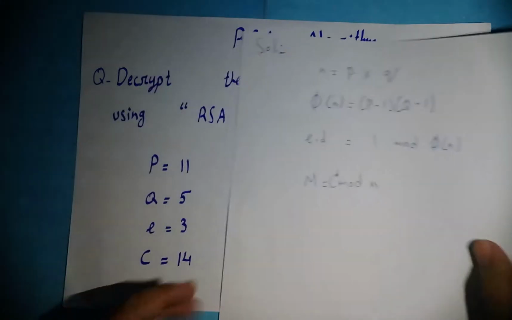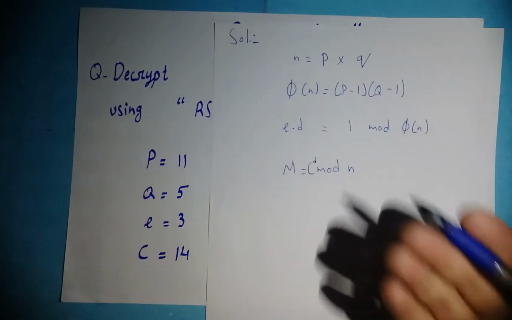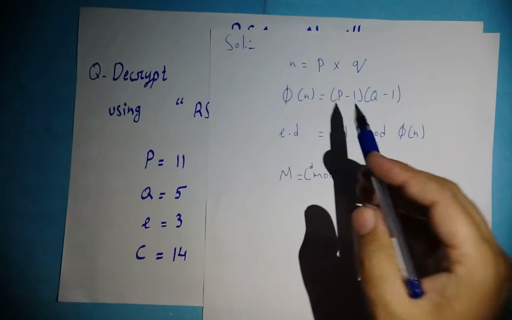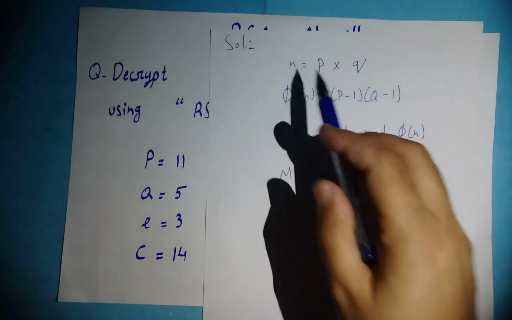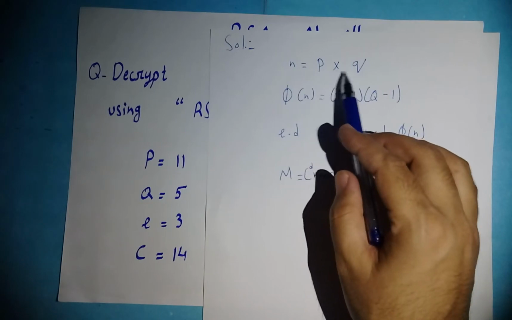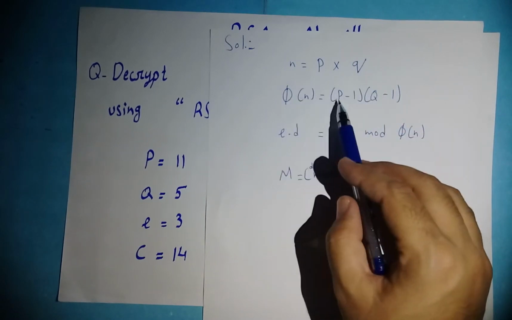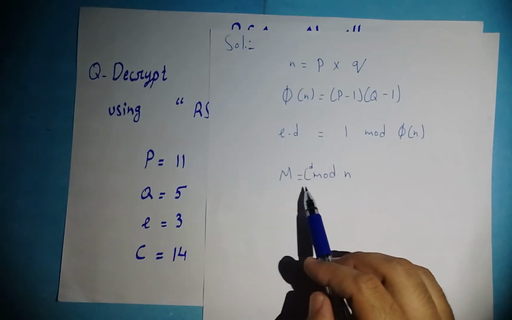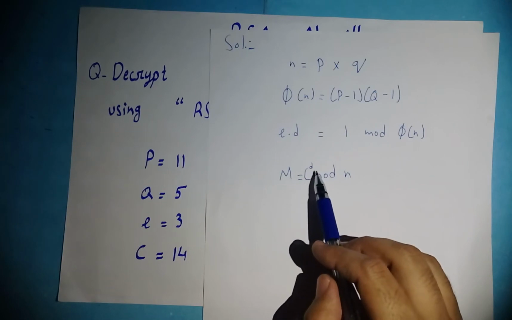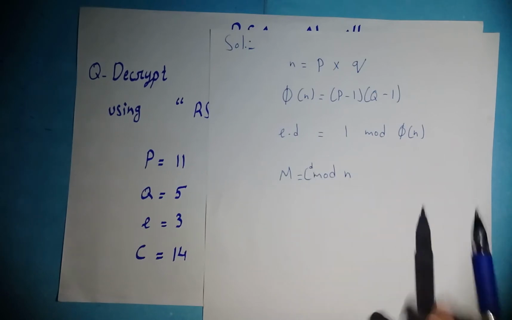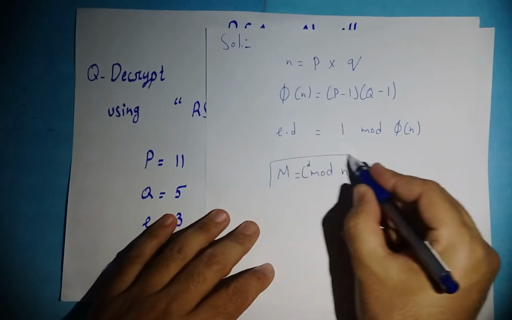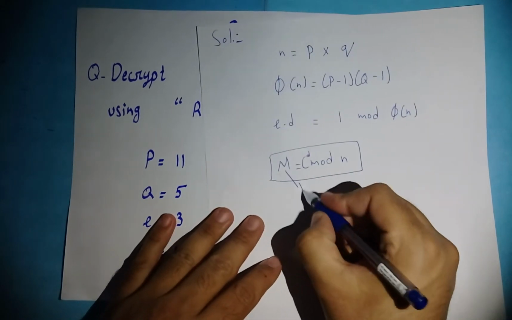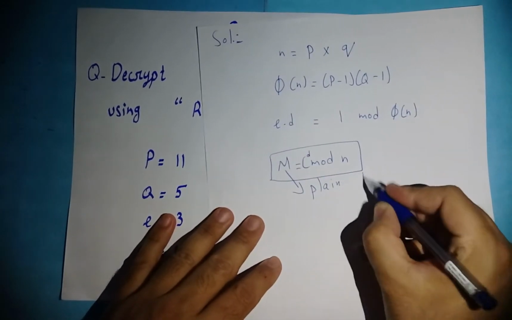So when you are going to do the decryption of the text, first of all you have to remember these 4 formulas. The first formula is n is equal to p multiply with q, and phi n is equal to p minus 1 times q minus 1, and e dot d is equal to 1 mod phi n, and the last formula is m is equal to c to the power d mod n. Basically this is the formula for the plain text. This m represents the plain text.